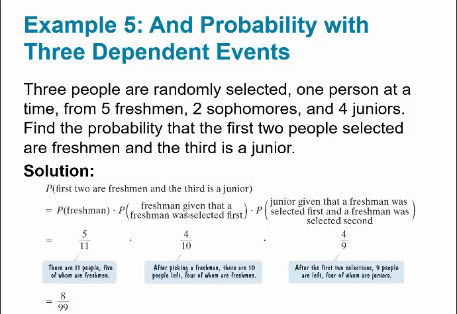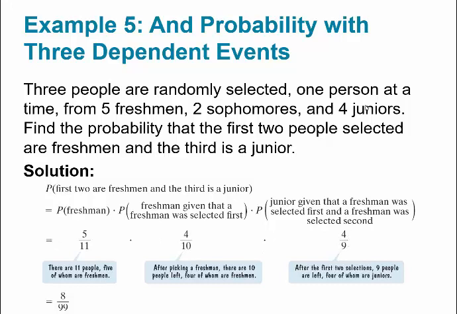But if you want to select another freshman, after you remove 1 person, there's only 10 people left. But if the first person was a freshman, then there are only 4. So you take 5 out of 11 times 4 out of 10 times. Now the final person needs to be a junior.